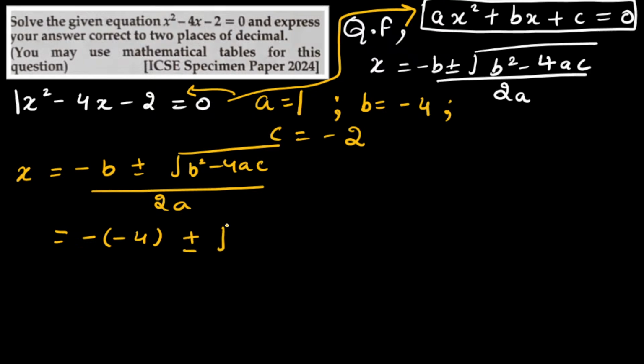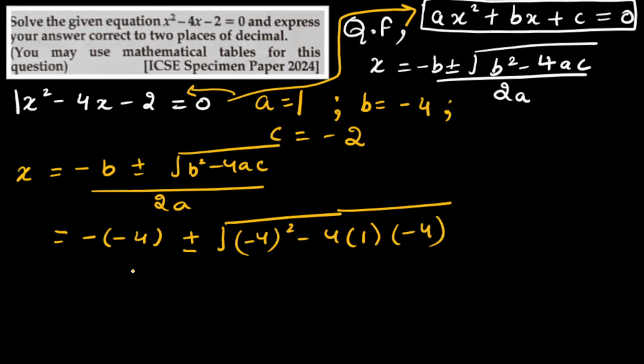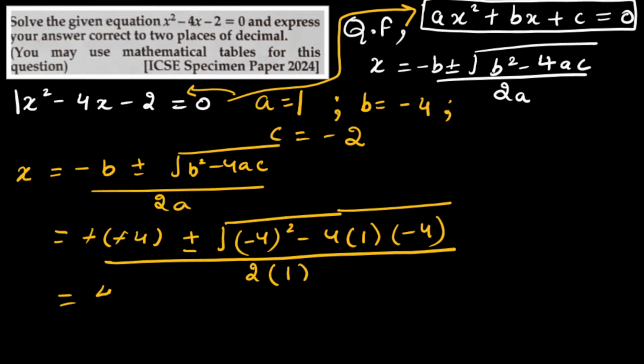Plus and minus square root of b square. b square is minus 4 square, minus 4 into a. a's value is 1, c's value is minus 4, by 2a. 2 into a is 2. So minus and minus will get cancelled, so 4 plus and minus square root of square of minus 4 is 16, positive 16. Square of a negative is always positive. Here 4 into minus 4. See, here also a minus sign is there.